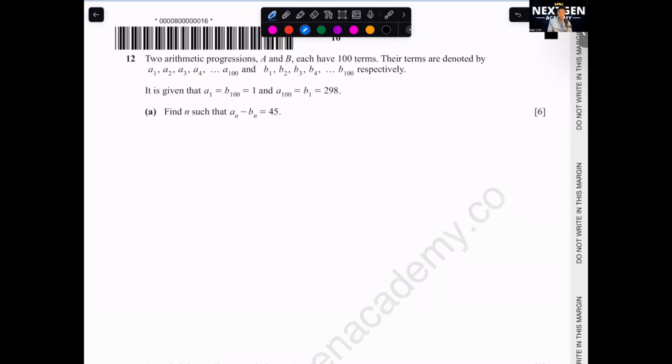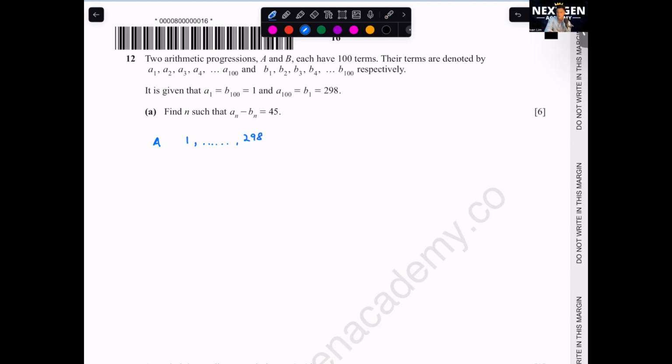Let's write down the facts that they give us first. What does this mean? We have a progression A. A starts with the value of 1, and it's also equal to the value of B100, which is also equal to 1. What is your A100? I want you to read it like that: A1 is equal to 1, A100 is equal to 298. So we know the first value, then the last value is 298.